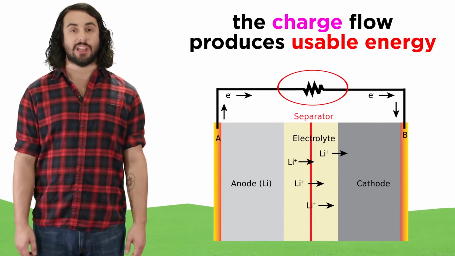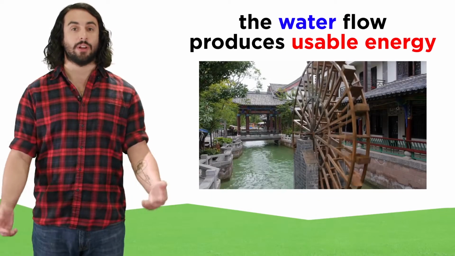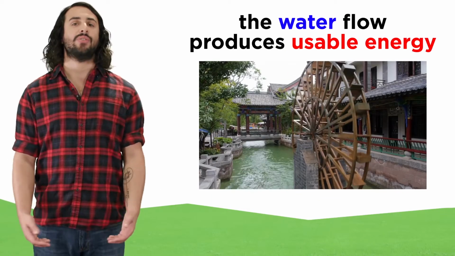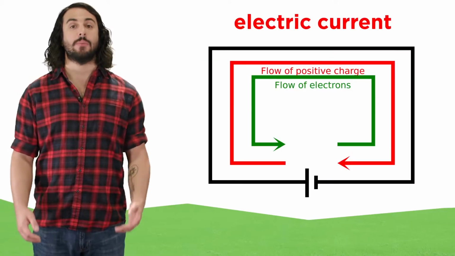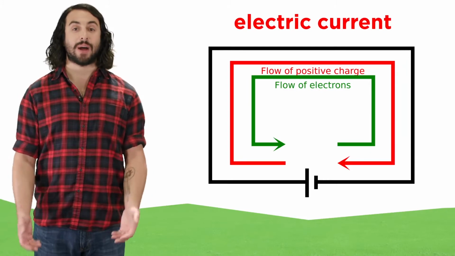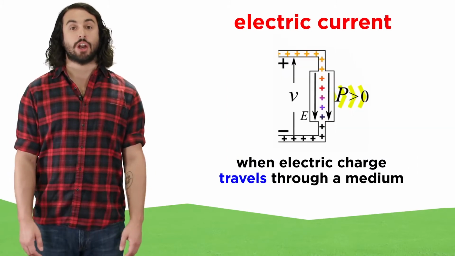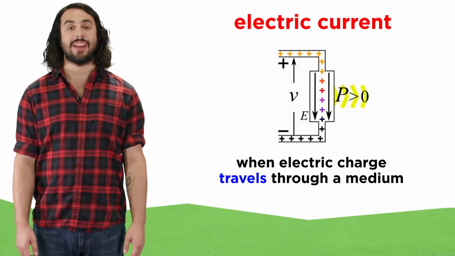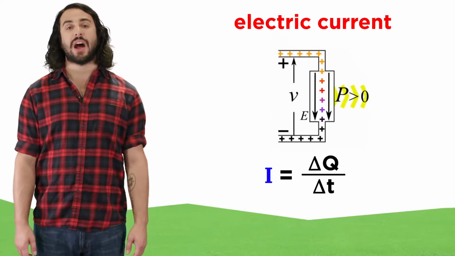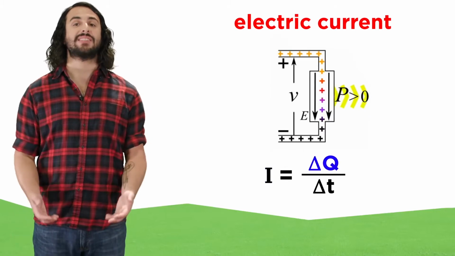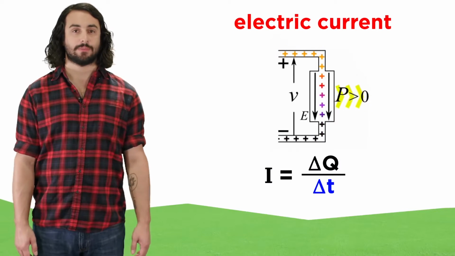As charge flows, it produces usable energy, like the way that flowing water can push a water wheel as it moves past. In this way, we can discuss electric current, and our ability to manipulate this current is responsible for our mastery of electrical power. A current exists whenever there is a net movement of electric charge through a medium. This can be defined as the total charge passing through a given area divided by the time interval.